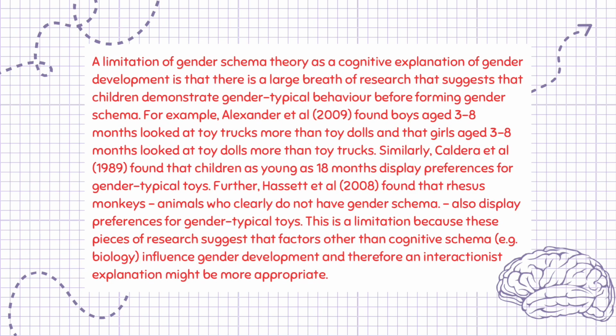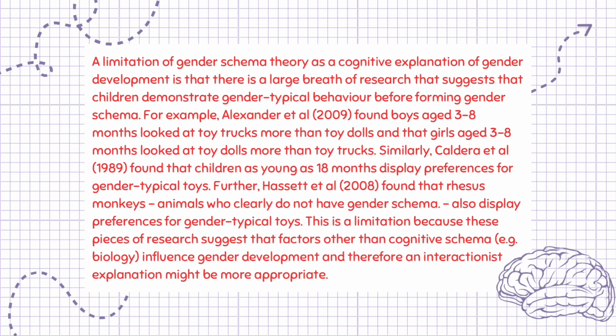A limitation of gender schema theory as a cognitive explanation of gender development is that there is a large breadth of research that suggests that children demonstrate gender-typical behavior before forming gender schema. For example, Alexander et al., 2009, found boys aged 3 to 8 months looked at toy trucks more than toy dolls and that girls aged 3 to 8 months looked at toy dolls more than toy trucks. Similarly, Caldera et al., 1989, found that children as young as 18 months display preferences for gender-typical toys.